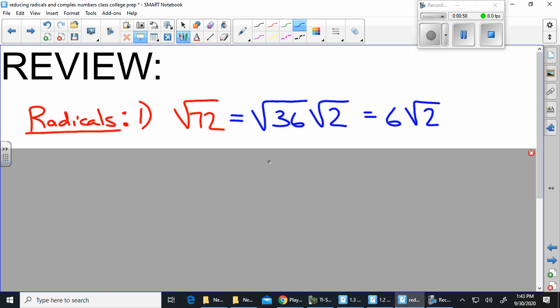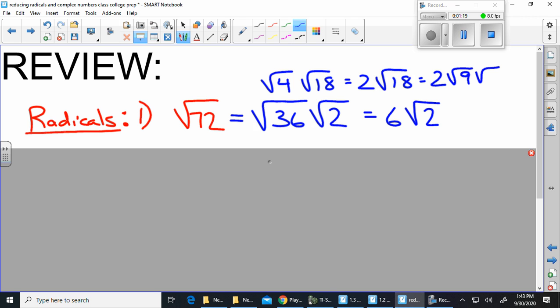Now, if I would have done 4, well, 4 would have gone in there 18 times. Then I know the square root of 4 is 2, and I have the square root of 18. But then I have to look at the square root of 18, and 9 goes into that 2 times. So then I would have 2, square root of 9 is 3, square root of 2. I still get 6 radical 2.